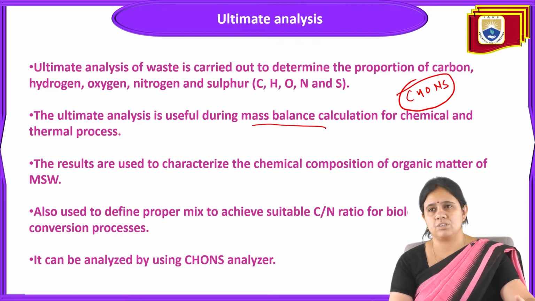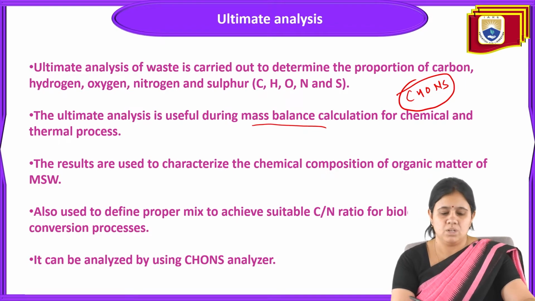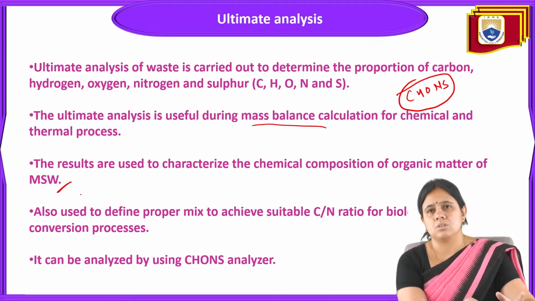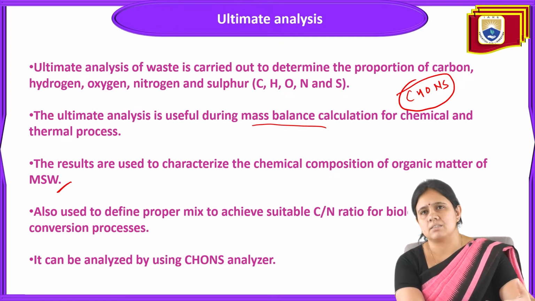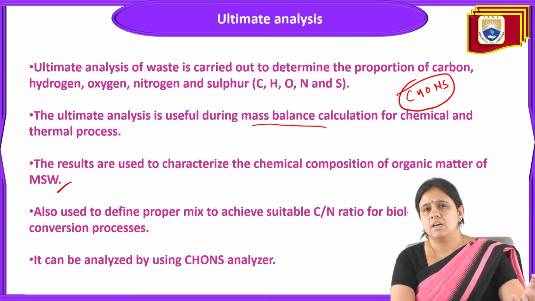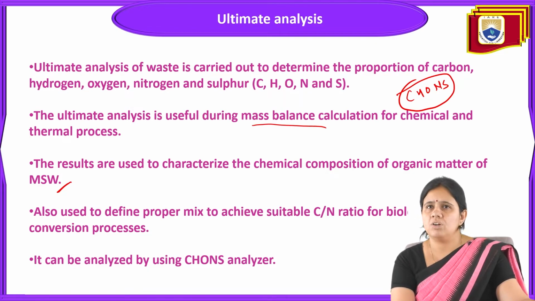During mass balance calculation for chemical and thermal processes, the results are used to characterize the chemical composition of organic matter of MSW. This ultimate analysis will give you information about the organic matter that is present in the MSW. Before, I discussed proximate analysis, which will give you an idea about how much fuel it can be converted. Like that, this ultimate analysis will give you information about the composition of organic matter of the MSW.